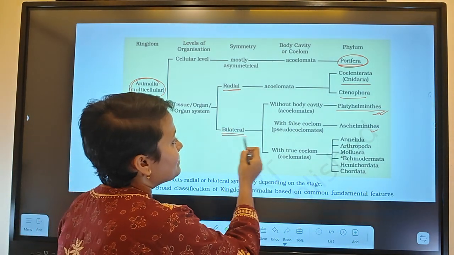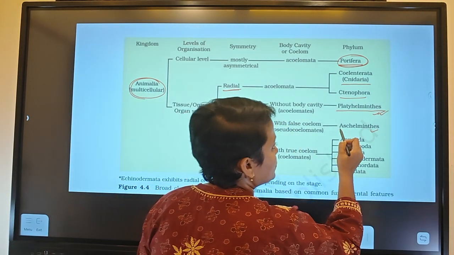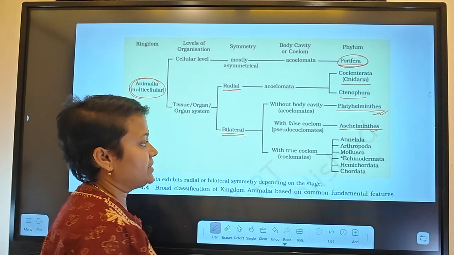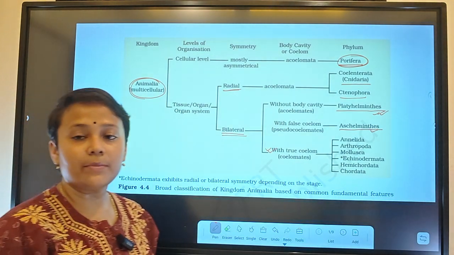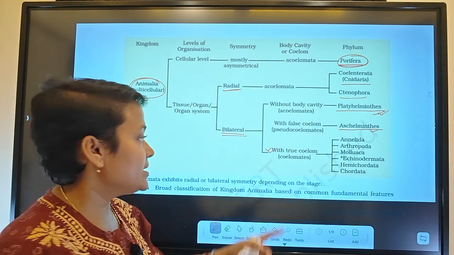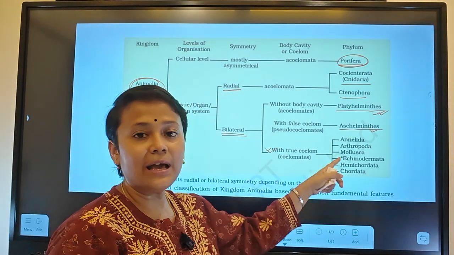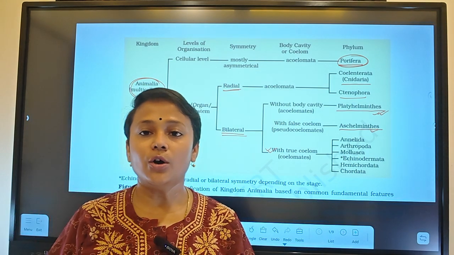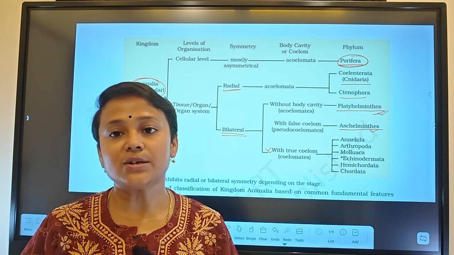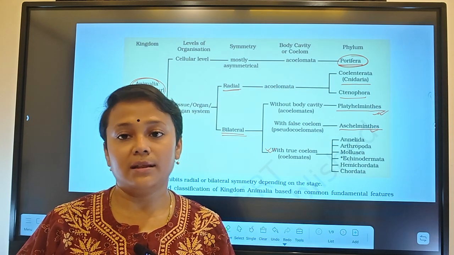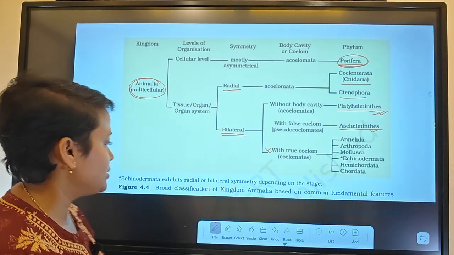Here, in bilateral symmetry, the one with pseudocoelom is only aschelminths. Only one phylum will be there. True coelom is present from annelida to chordata, meaning annelida, arthropoda, mollusca, echinodermata, hemichordata and chordata. All will have true coelom. This is the broad way of classifying all animals based on the 3 bases of classification: level of organization, symmetry and the coelom, the presence of a body cavity.